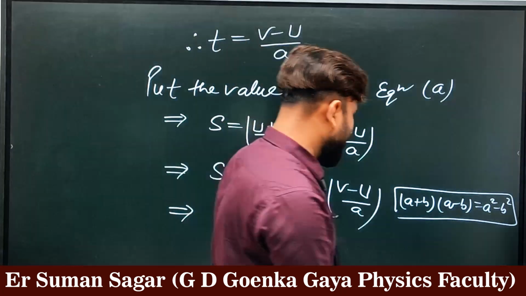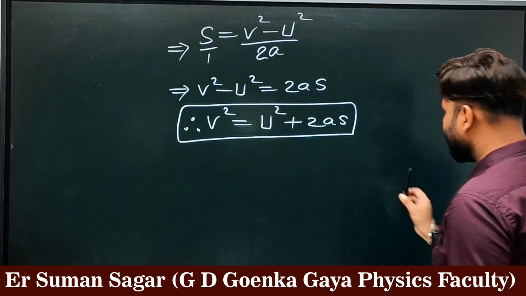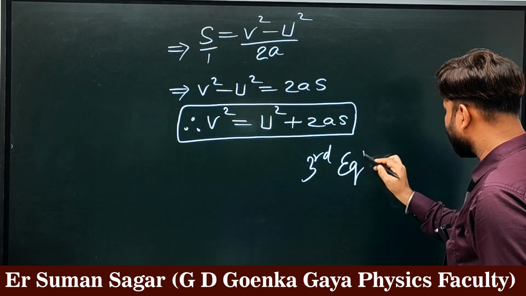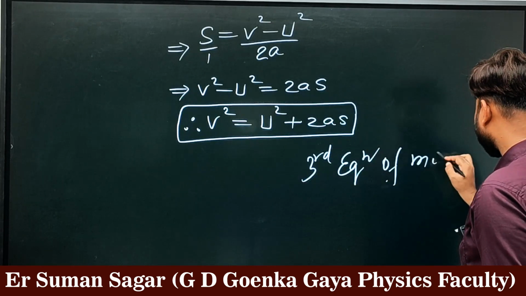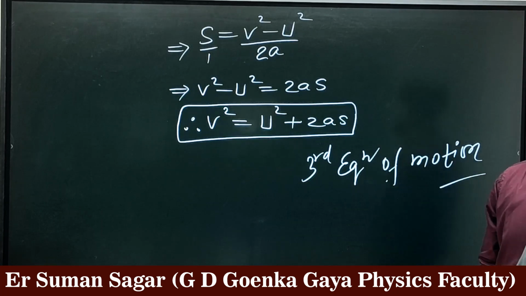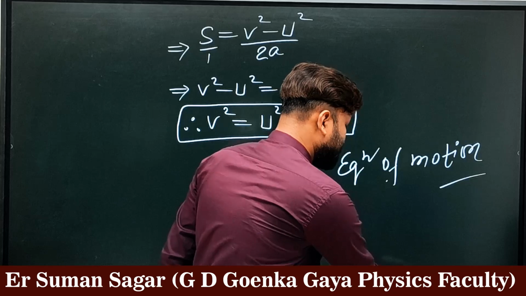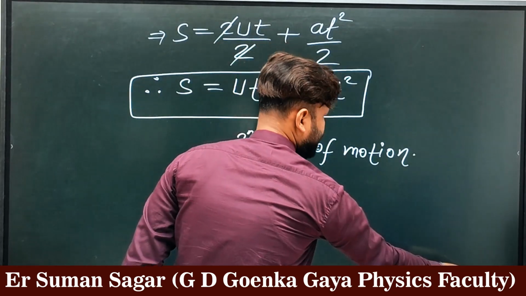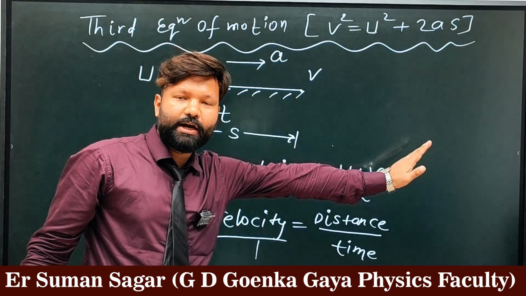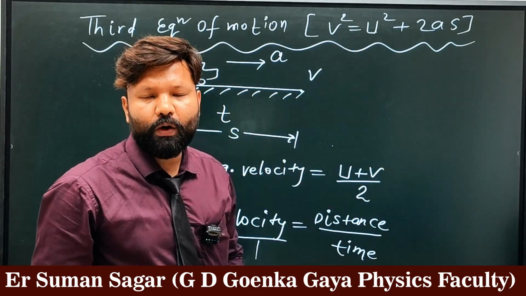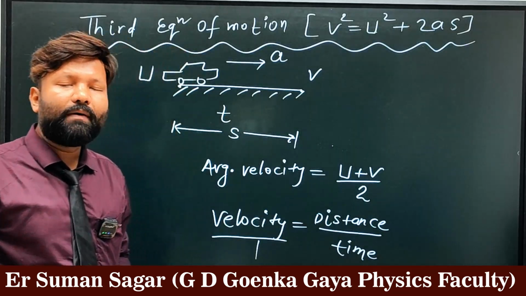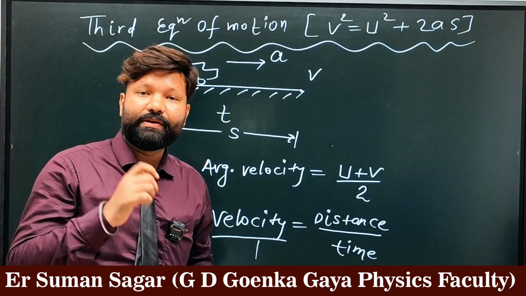So let's revise once again. This is your third equation of motion. Let's revise third equation of motion students. Third equation of motion, v square is equal to u square plus 2as. When you are writing in the copy, give the heading and draw the diagram. After drawing the diagram, you have to write the language.